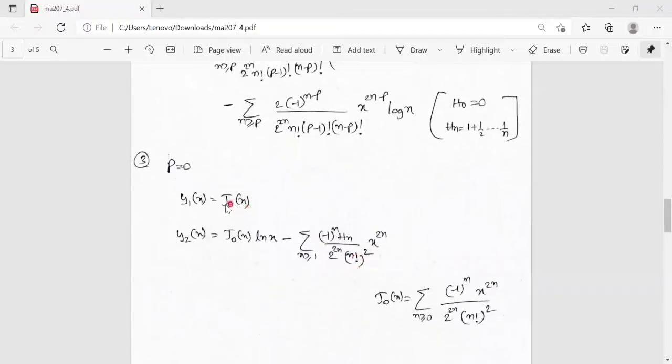And for p equal to 0, the first solution we can find by substituting p equal to 0 in the Bessel function. And the second solution is J0 ln x minus this series, in which the coefficient is minus 1 power n hn by 2 power 2n (n factorial) whole square.